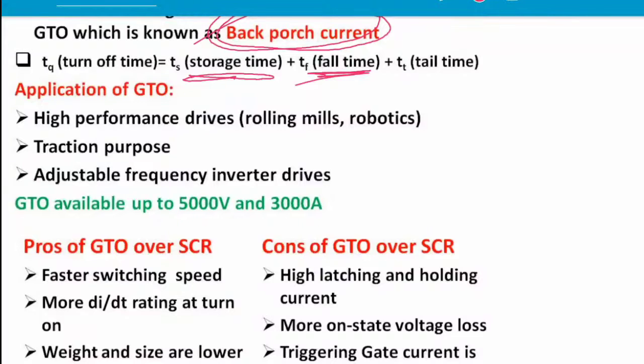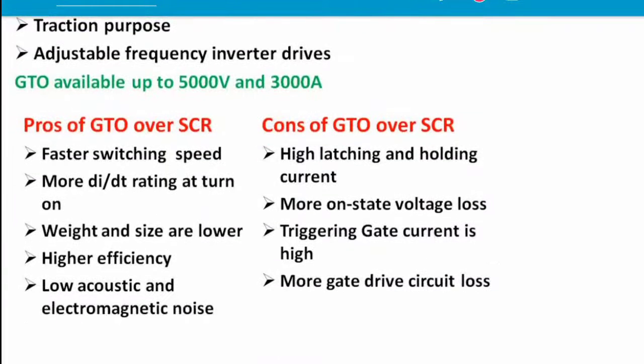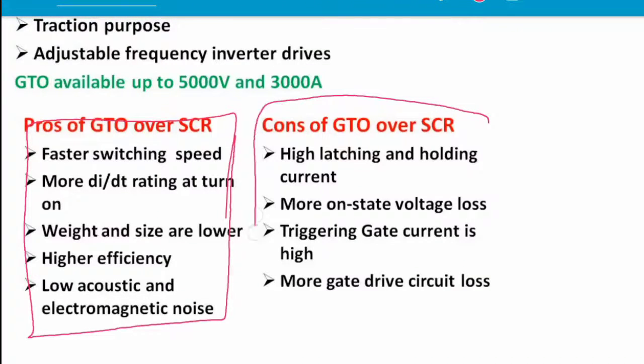What are the pros of GTO over SCR, that is conventional thyristors? They are faster switching speeds, because turn off time is reduced, and it turns off independently with the application of a negative gate pulse. No commutation circuit is needed. More di by dt rating at turn on. Weight and size are lower than that of SCR. Higher efficiency, low acoustic and electromagnetic noise. These are the merits. And what are the demerits of GTO over SCR?